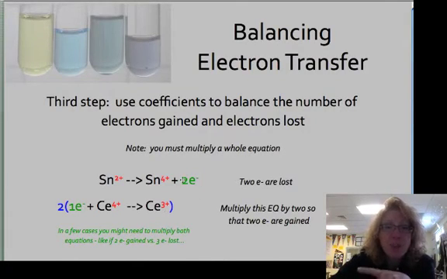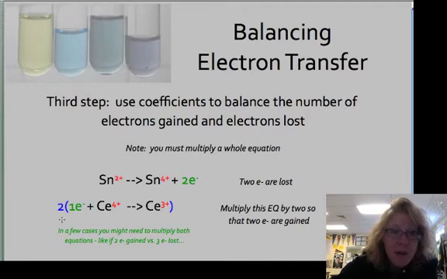Why did I do that? Because 2 electrons were shifted in that first reaction, so 2 electrons must have shifted in the second one. In the top one, 2 are lost, so the bottom one means 2 had to be gained. So that's where this 2 came from out in front.